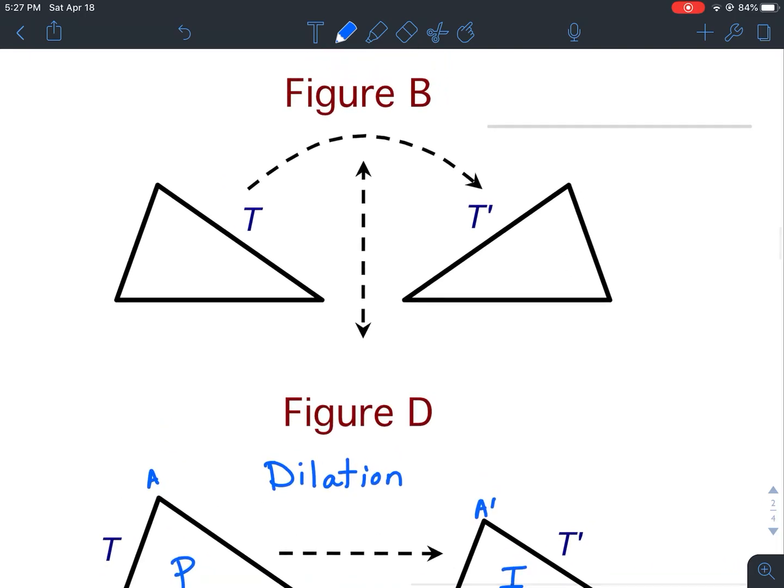Figure B. Well, this would be our pre-image. The triangle on the right would be our image. Let's label this A, B, C. Then this would be A prime, B prime, C prime. Well, for this figure, the orientation is not the same. The three vertices are not positioned exactly the same from pre-image to image. And instead, the orientation is the opposite. It's flipped. So therefore, when a figure flips, this is called a reflection.